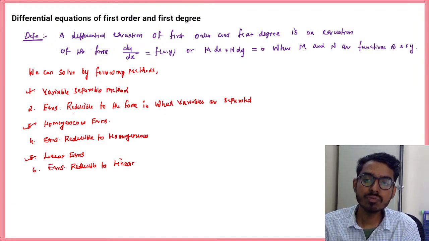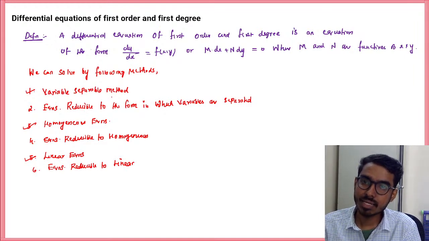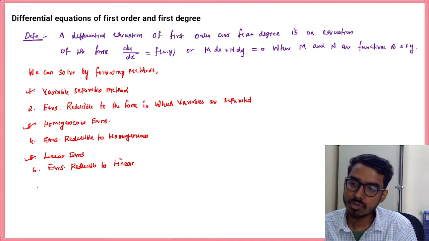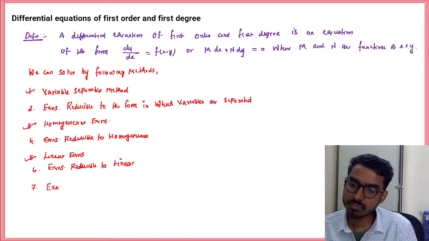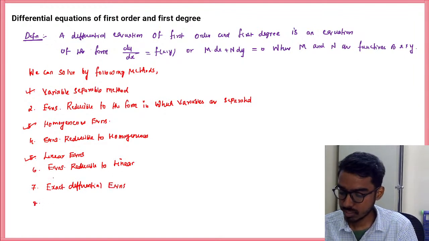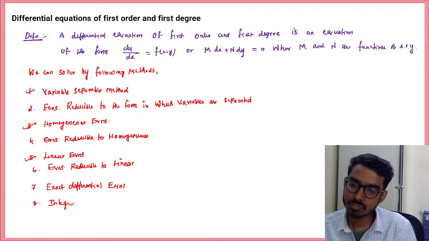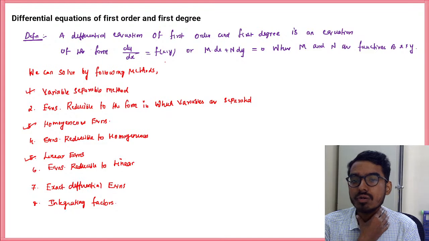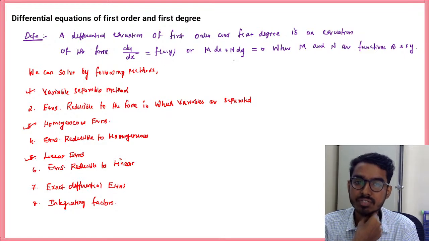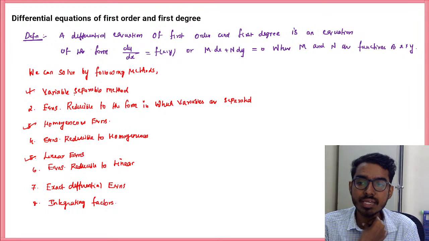Second one, we can reduce to the variable separable method by substituting something, that you will come to know, right? Seventh one is exact differential equations. Eighth one is integrating factors. So what we're going to do is solve dy by dx equal to function of x comma y, that is, a differential equation of first order and first degree. We can solve those by 8 methods, right?